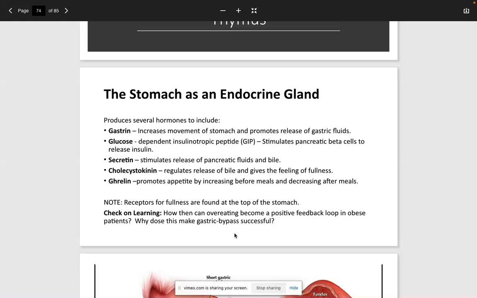When you think of the hormone ghrelin, I want you to think growl, because this increases the appetite before a meal. So if your stomach's growling, it's probably because of ghrelin. I think you guys will probably remember that one.